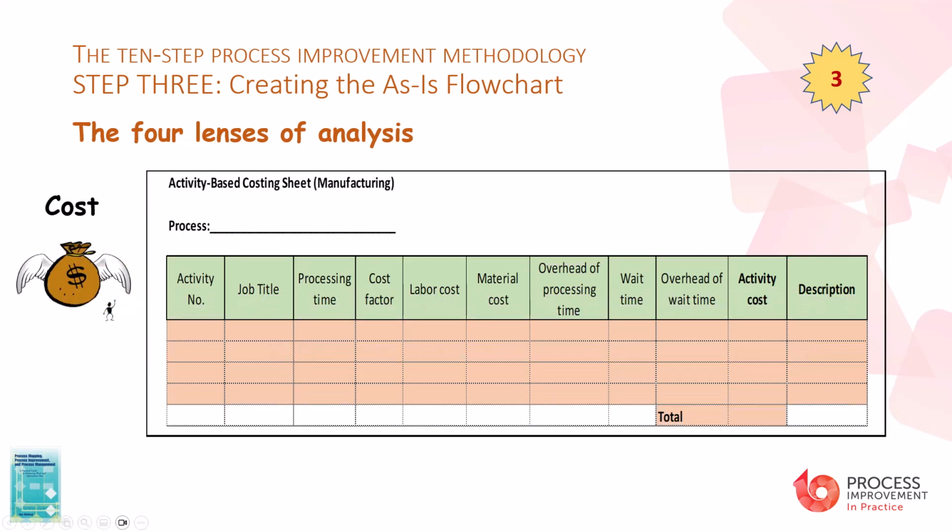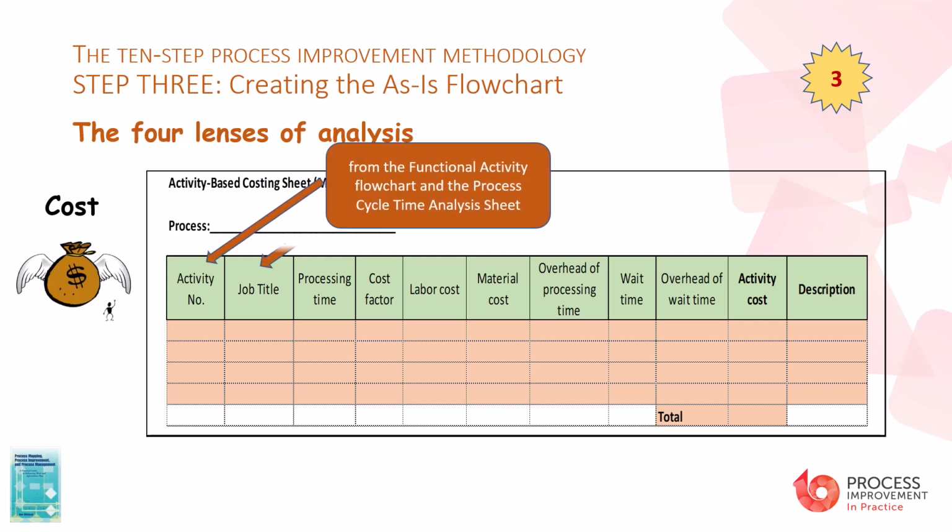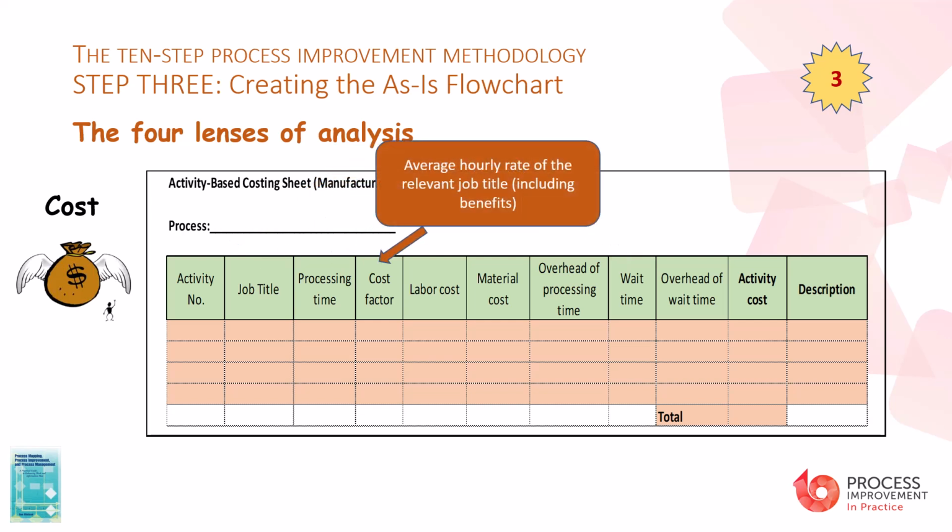Here is a template of the ABC sheet that you can apply for a manufacturing process. In this template, you bring in details of the activities you have already defined in the functional activity flowchart and the time lens, such as activity number, job title, processing time, and waiting time. Then, for each activity, you log the cost factor, which is the average hourly rate of the person assigned to the activity.